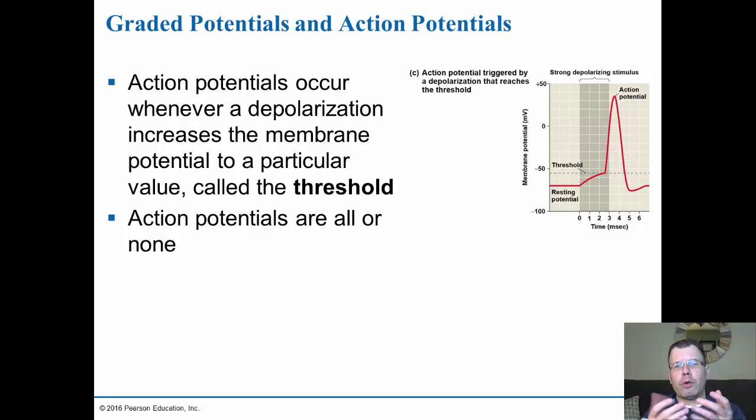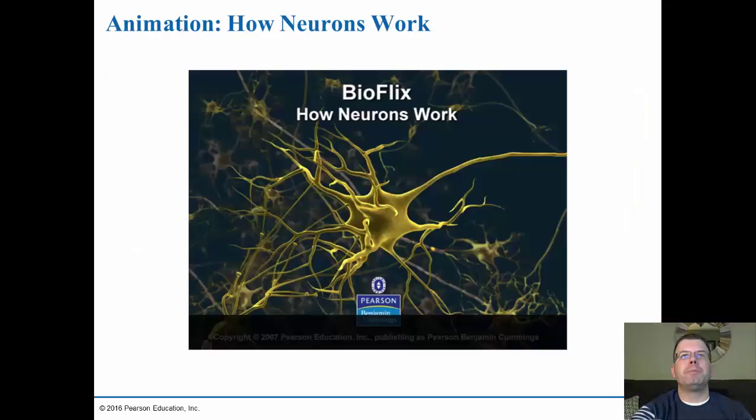So if you get a depolarization that goes past -50, that's going to cause you to have an action potential. And so these are going to be the strong signals. It's either all or none. There's no halfway or in between where you just get a little bit. It's going to give a full rise, and again send that signal down the neuron.